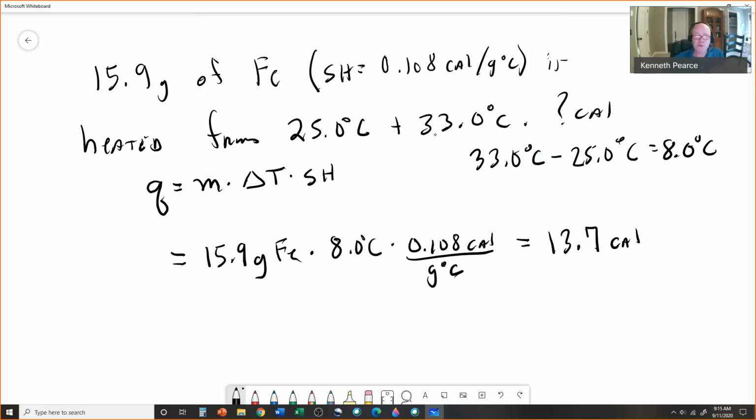And if you were to cool it from 33 to 25, it would be the same amount of energy, except you'd have a minus sign. Minus sign meaning that you were removing heat. Okay, well, let's do another one.